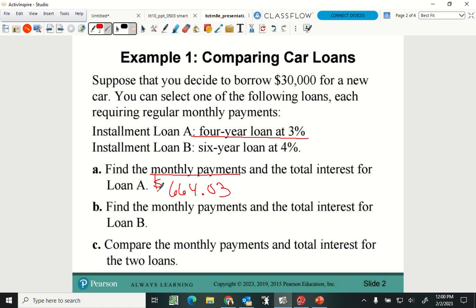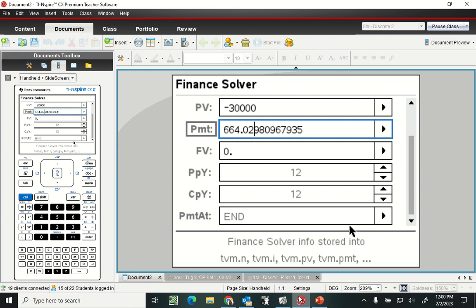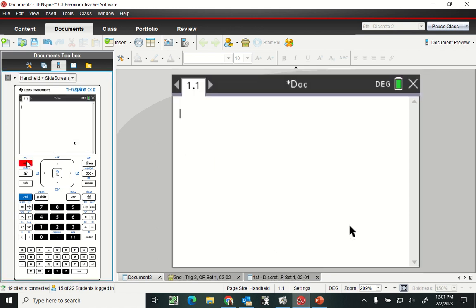And now the next one says total interest for loan. So I'm going to show you how to use the calculator. You ready? I'm going to turn off the finance solver. Just watch this. Hit escape. There we go. My monthly payment was 664.03, right? How many times did I make that payment? 48 times. I made 48 payments, right? That's important.